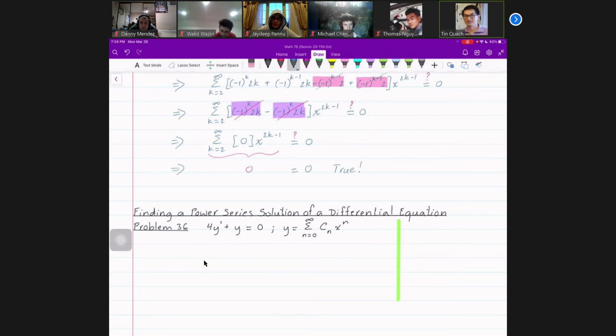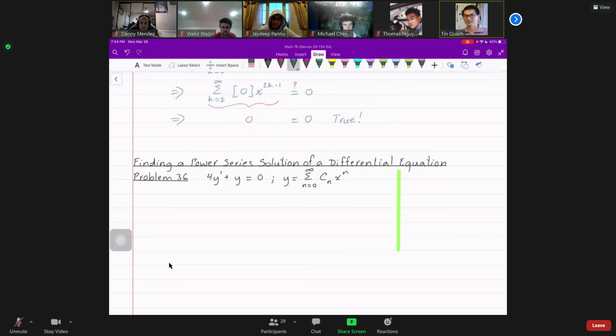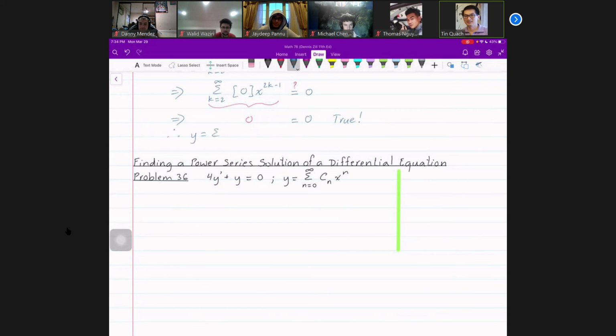Okay, so that's why you say, so therefore, y equals this finally is the power series solution of the differential equation.